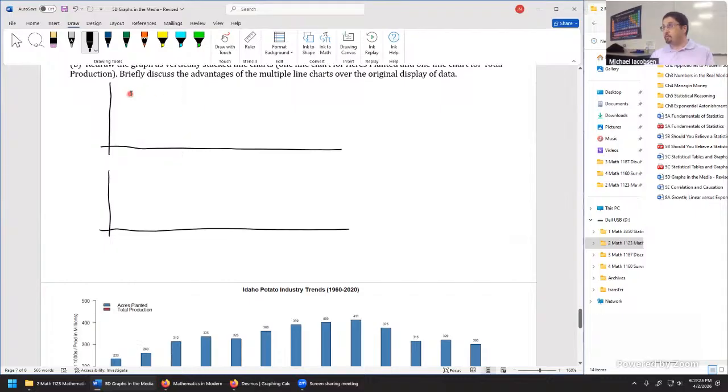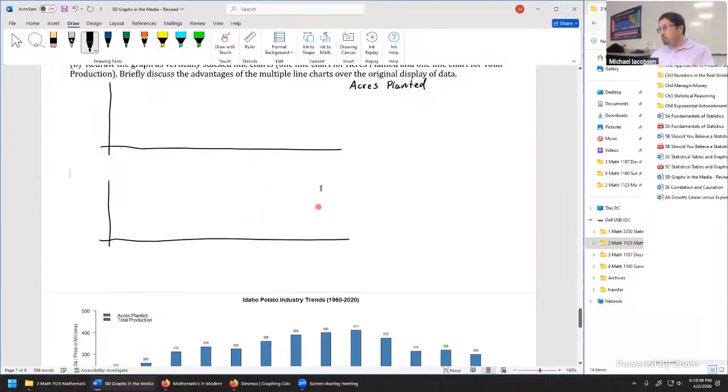So I'll start with the top line graph, acres planted, or the graph down below. Let me see if I can insert just a little bit of space. This one is going to be total production. So those are the chart titles. I put them off to the right so I can just kind of fit them.